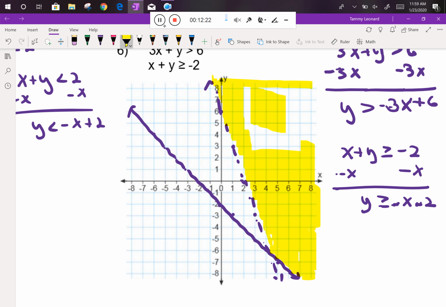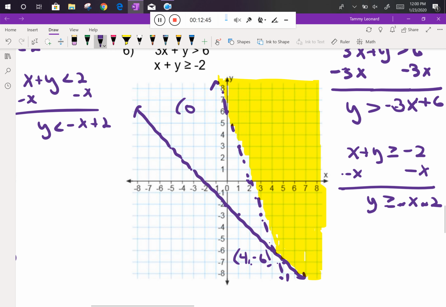And then, of course, we'll need to go in and make some labels. So we'll want to label their point of intersection, which is at (4, -6). And then one more point on each line, so maybe (0, 6) and (0, -2).